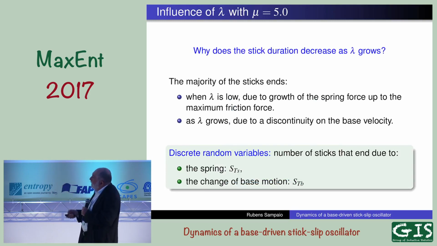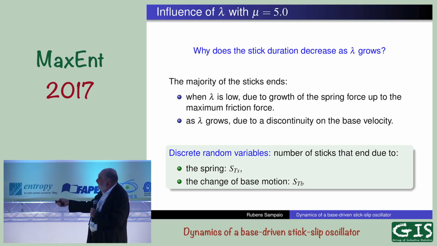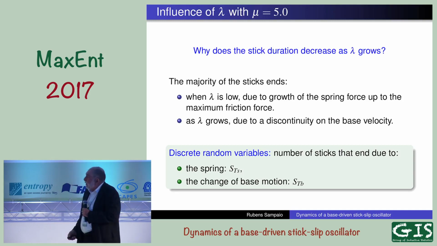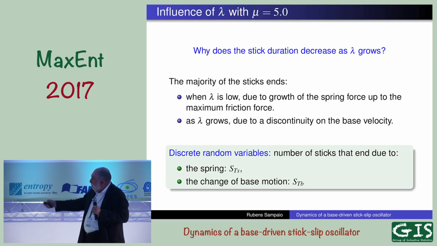So why does the stick duration decrease as lambda grows? It's interesting because when lambda grows, I have more sticks, but the duration decreases. What I want to know is if these two things compensate. So in order to understand this, I divide the sticks into two parts. One part, I look at the sticks that end when the spring is completely, at the very end. So it ends because of the spring.